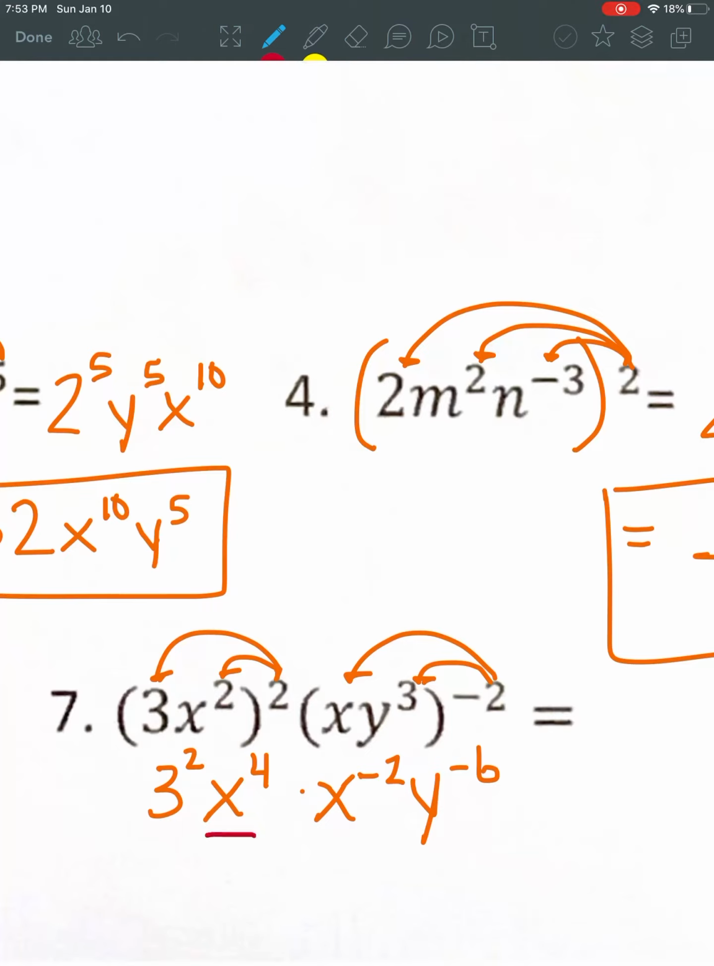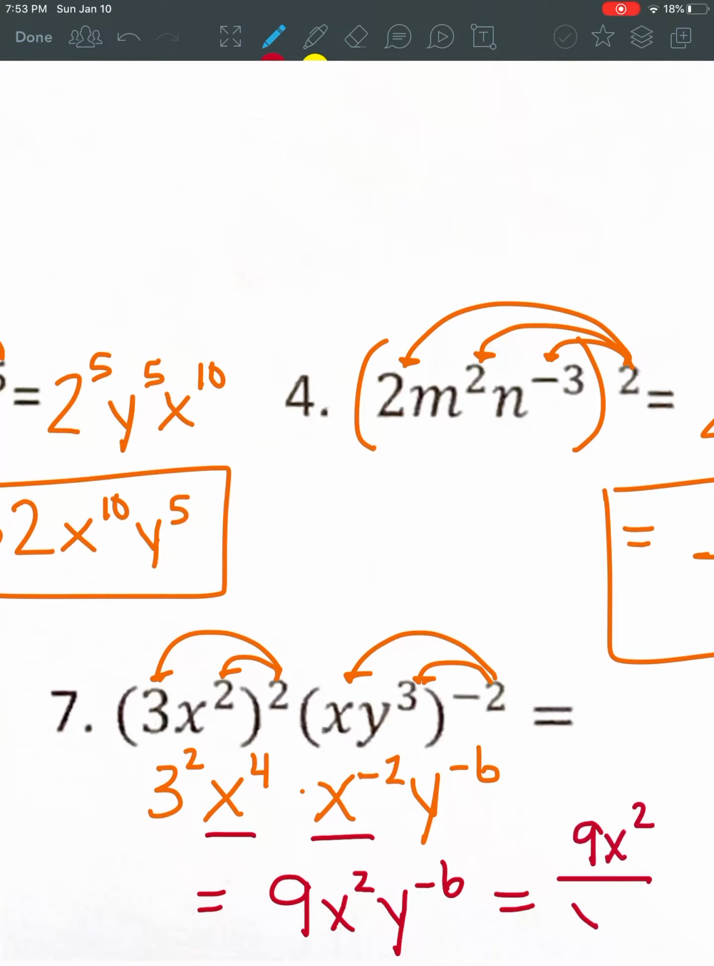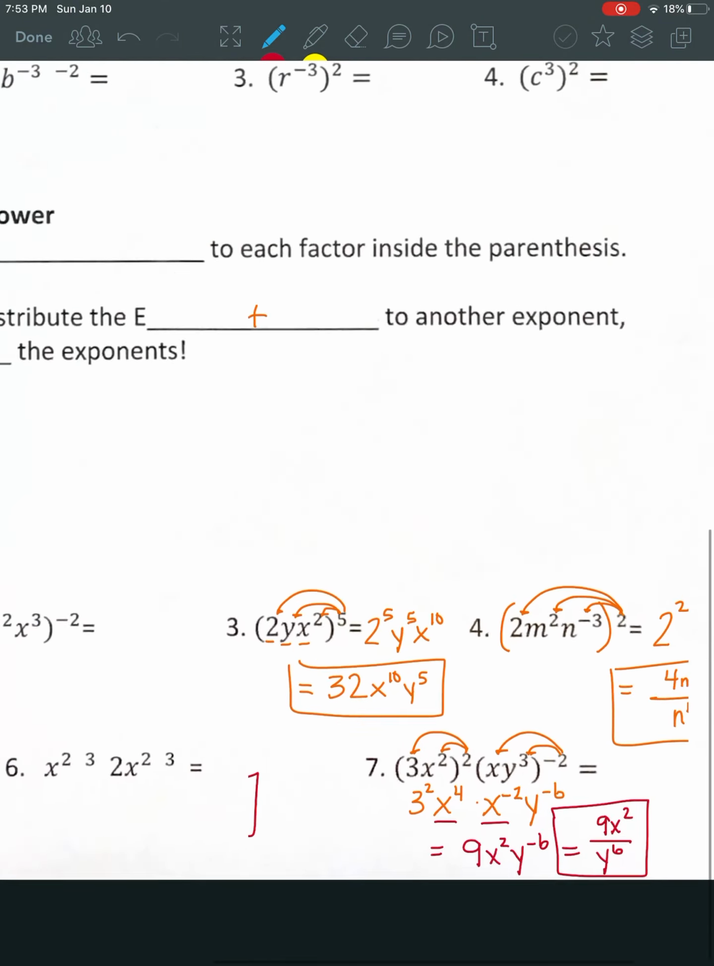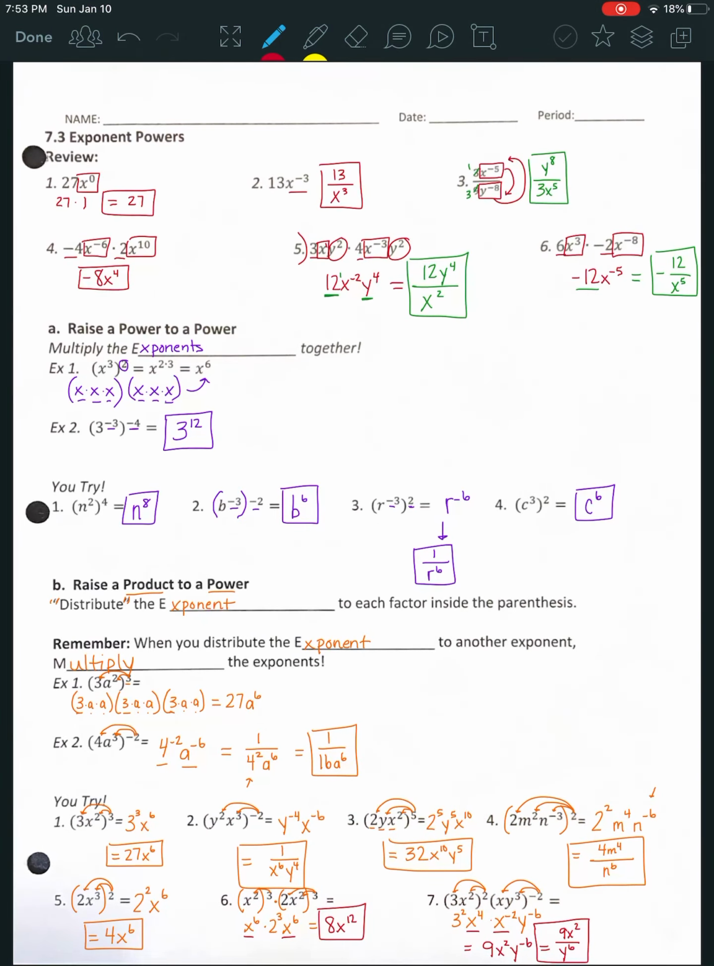Now, a couple things we can combine here. We've got same bases. So 3 squared, I'm going to do 3 times 3 and get 9. 4 plus negative 2, because we are multiplying. And then y is negative 6. So we're still not done because we have a negative power there. So 9 and x squared stay on the top. They have positive exponents. y gets thrown to the bottom with a positive 6. And there we go. So there are 2 more exponents.